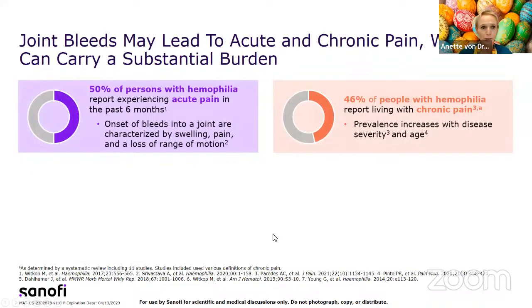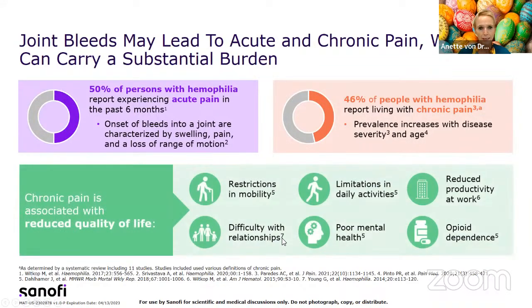As we all know, joint bleeds may lead to acute and also chronic pain, and that can carry a substantial burden. Turns out that 50% of persons with hemophilia report experiencing acute pain in the past 6 months, whereby the onset of bleeds here is characterized by patients as swelling, pain, and loss of range of motion. And no surprise that almost half of people with hemophilia report living with chronic pain. And of course, logically, the prevalence increases with disease severity and age. So in adulthood, that can become quite a problem.